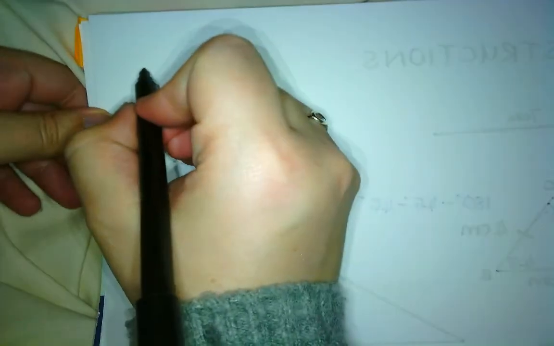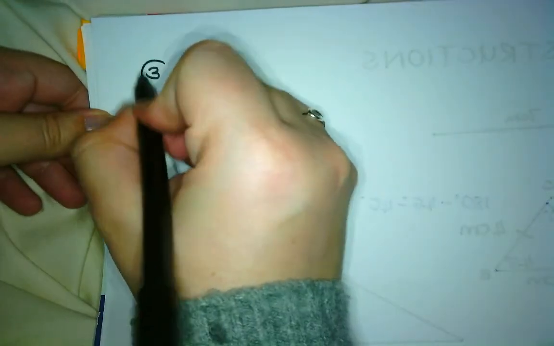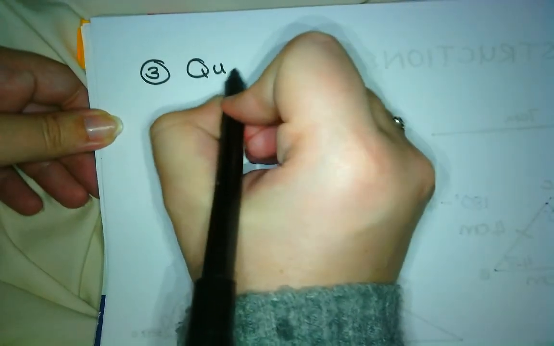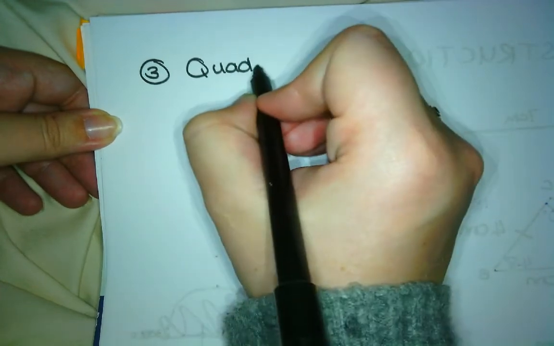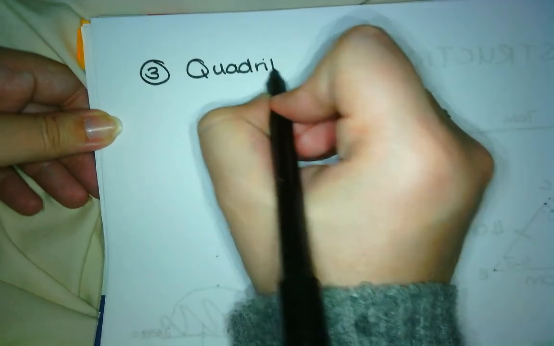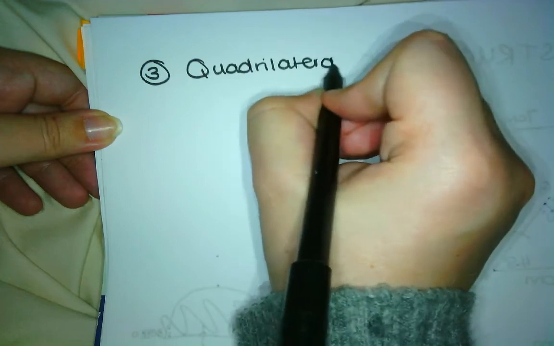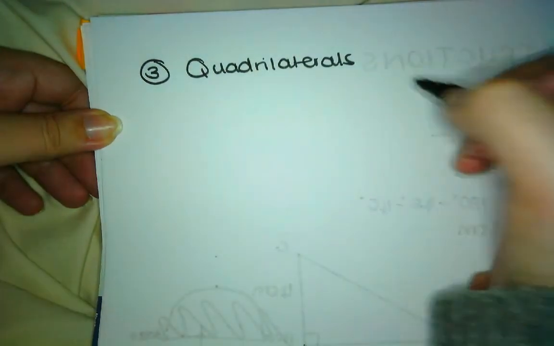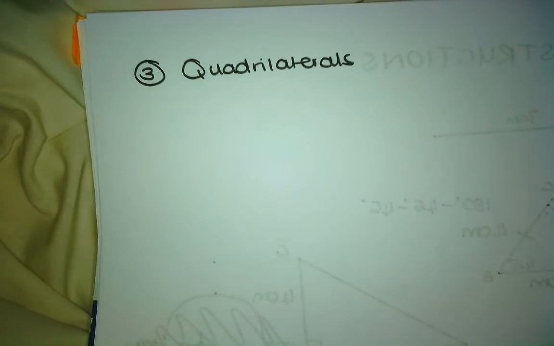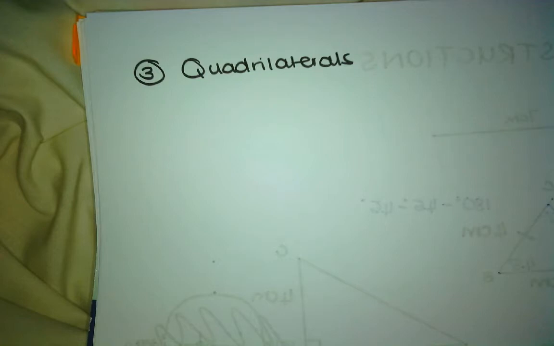So just so that you remember, quads or quadrilaterals have 4 sides. Remember, a triangle, tri for tricycle, has 3 sides, and quadrilaterals have 4. Alright, so we're just basically going to cover a square and a rectangle.